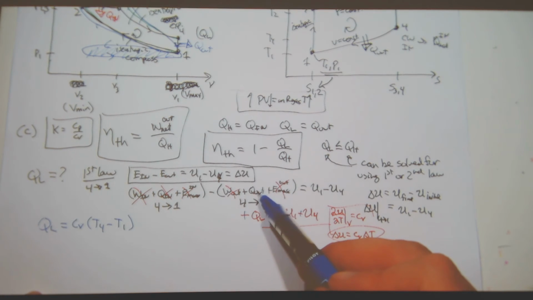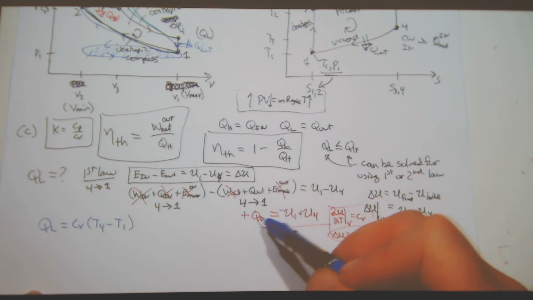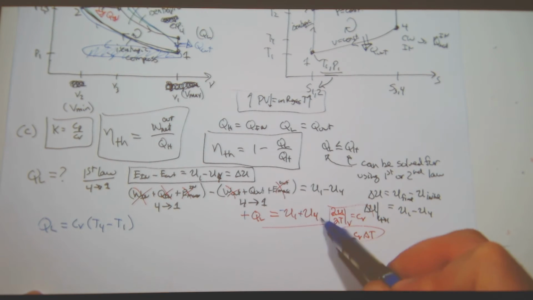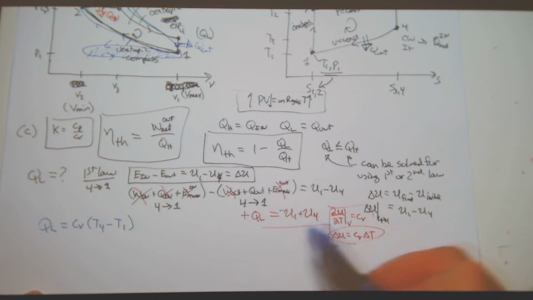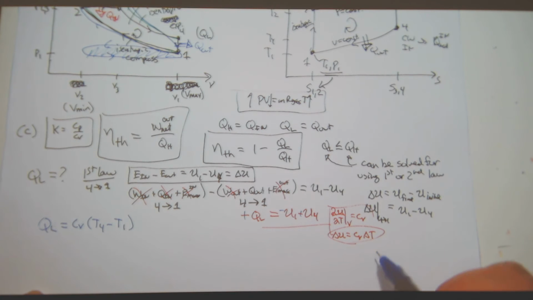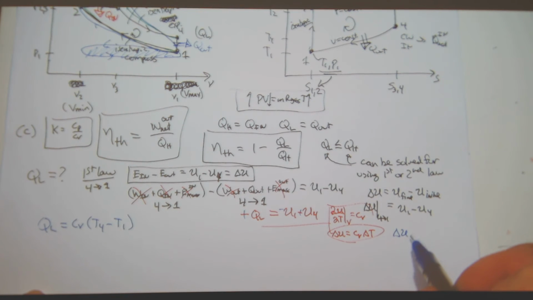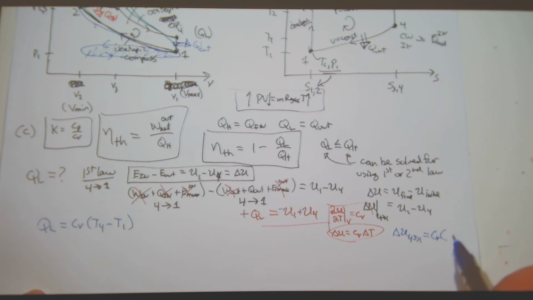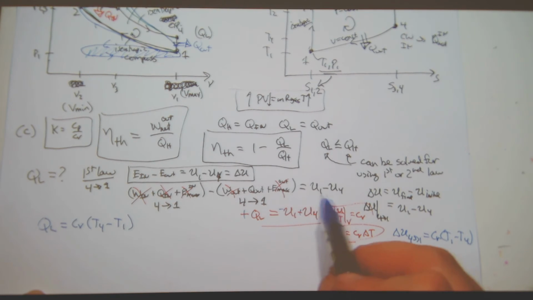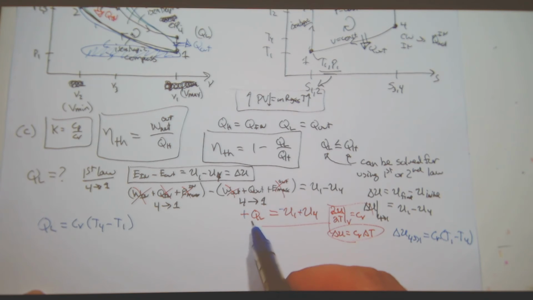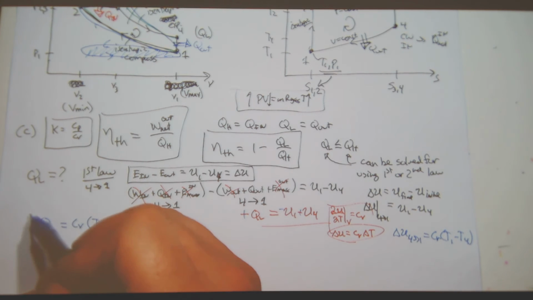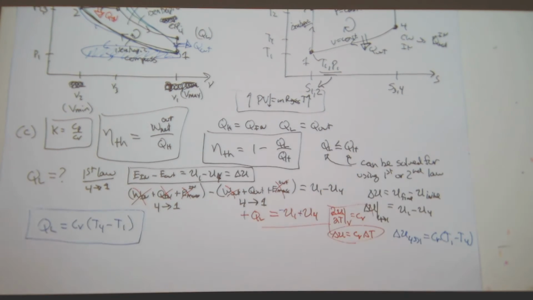This is minus QL. So minus QL, U4, that's my final state. Let's just make it a positive sign. And so delta U from 4 to 1 is equal to CV times (T1 minus T4). Well, this delta U from 4 to 1 is here, but I have a minus sign, so it's just a sign. So I solve for QL.